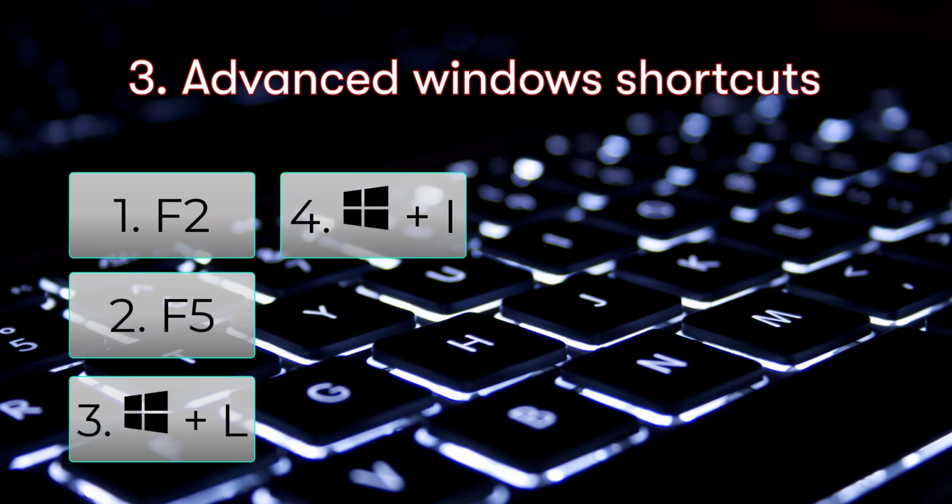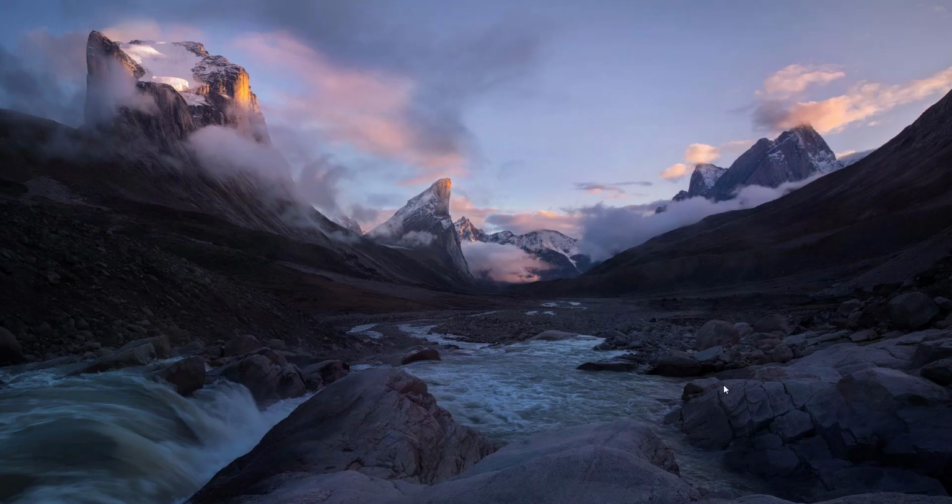4. Windows plus I. Anytime you want to open settings, you can hit this shortcut. Now I'm on my desktop and I want to open settings. So I just have to press Windows plus I.